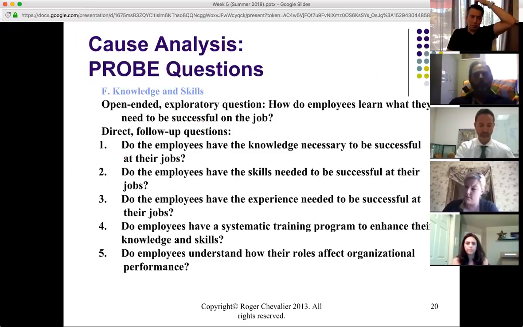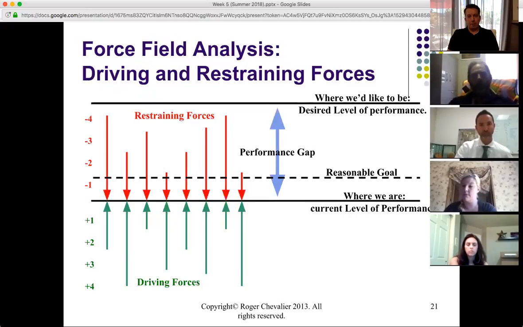Okay, so once you go through the process of collecting your data for your cause analysis with these probing questions, by the way, this is the majority of the time that you'll spend on this analysis, in the cause analysis phase, then you have a good idea of where your performance gap is and also what a potential reasonable goal is. Now, what we drew here on top of the chart that we saw before is from what we would call the force analysis, which is something that Roger Chevalier added to this process. And it makes a lot of sense.